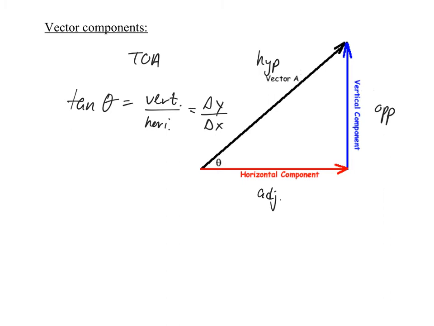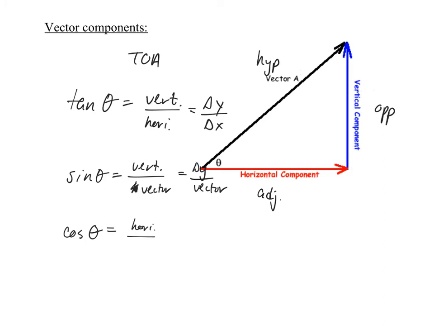Give me another one of the ratios, and we'll go over the other two parts. Vertical over the vector, or let's call it vector for now. It's fine. So in this case, we could say the vertical is the delta y over the vector length itself. Good. And then cos theta, we'll talk about these together in a minute. Cos theta is, go ahead. Horizontal over the vector. Very good. So adjacent over hypotenuse, or delta x over the vector.